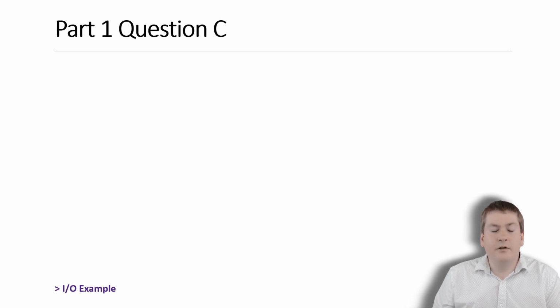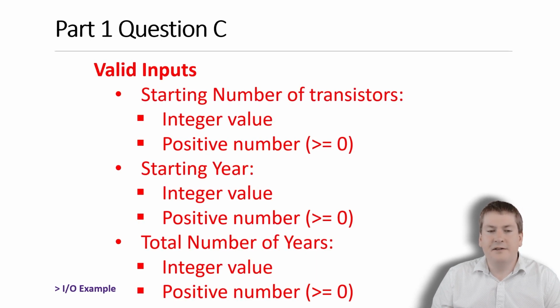Okay, now let's take a look at program C. This was the Moore's Law program, where we're trying to predict the number of transistors and flops for certain years. So there are a few inputs for this case. The first one is the starting number of transistors. Again, this is going to be an integer value, a whole number, and we can safely assume that the user is inputting a positive number.